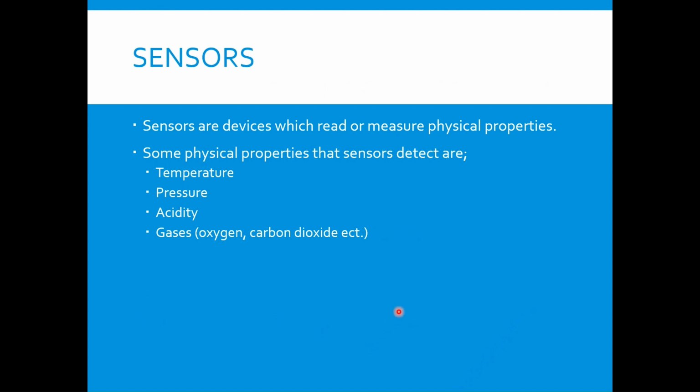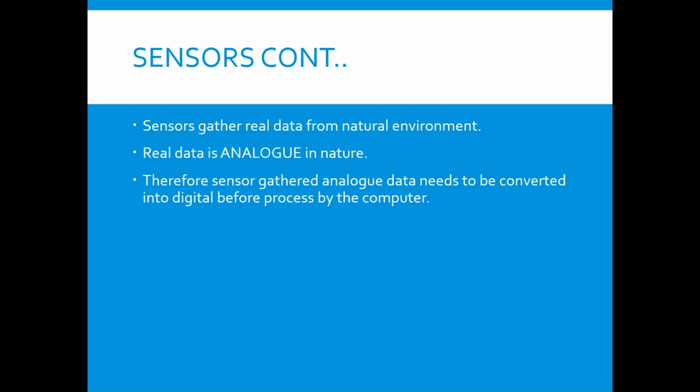Sensors are devices which read or measure physical properties. So physical properties that sensors detect are temperature, pressure, acidity, gases including oxygen, carbon dioxide, nitrogen, and many more. Sensors gather real data from natural environment. Real data is analog in nature. Therefore, sensor gathered analog data need to be converted into digital before processed by the computer.